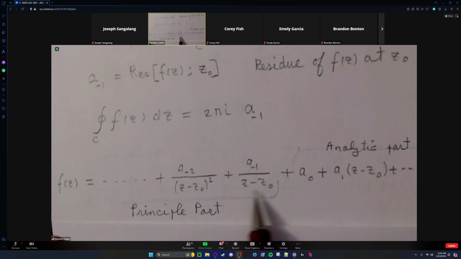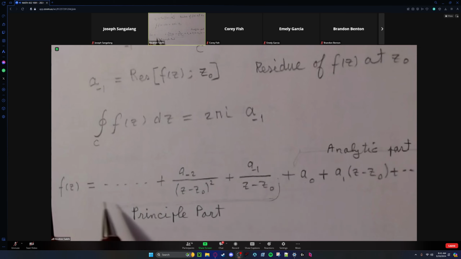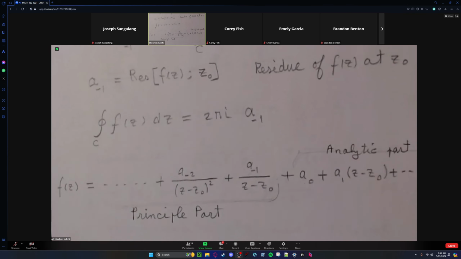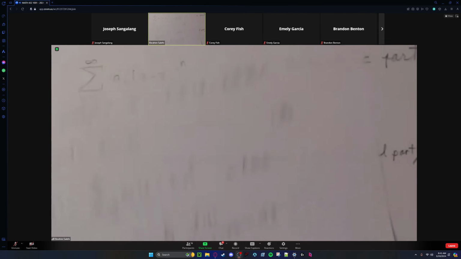But the portion that contains z minus z naught in denominators, which is negative exponent of z minus z naught, that is called the principal part of that Laurent series. Okay, or the function. Based on this principal part, we classify the isolated singularities, all right? The isolated singularities.